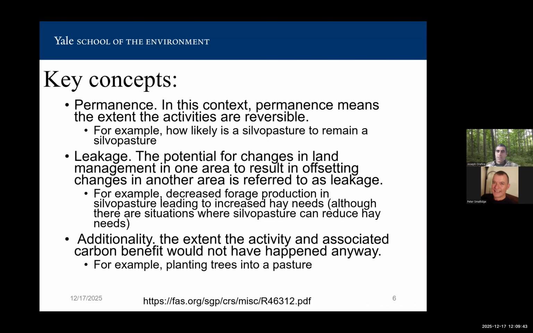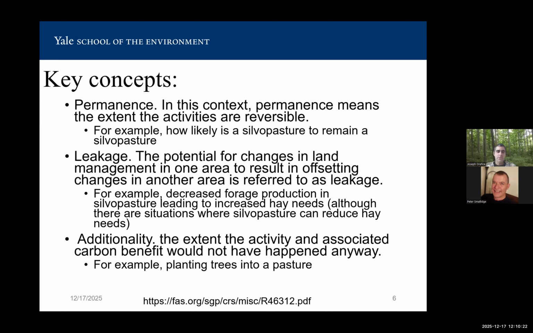So for those who aren't in the carbon world every day, there's some key concepts to think about when we talk about carbon storage and sequestration. Permanence is one of them. So in this context, permanence is the extent that the activities are reversible. So yeah, you planted a bunch of trees, but then those trees just die. How likely is that going to be for sequestering carbon, right? Is you establish a silvopasture, is it going to stay a silvopasture, or is it just going to be there for a blip in time? If it's a blip in time, that's not that permanent. Trees tend to be more permanent than some other ways we manage the environment.